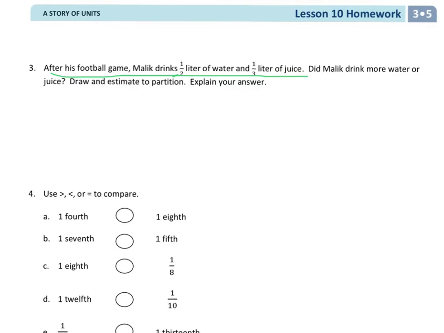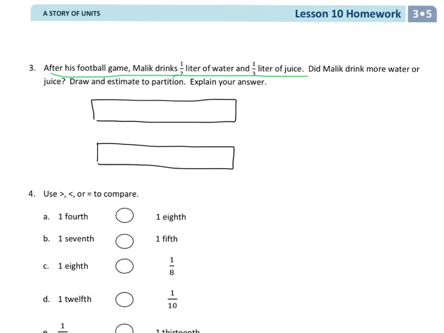Explain your answer. So the first thing I want to do is I'm going to draw 2 equal tapes, because we're talking about parts of a whole liter. My first one is half, so that's 1/2, and that's the water. And then my other one is going to be thirds. And you drink a third liter of juice. So right now I know that Malik drank more water than juice.